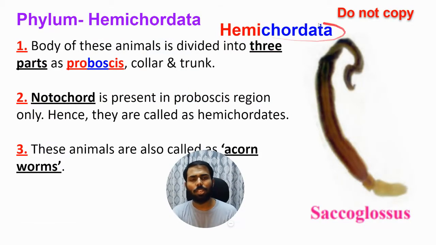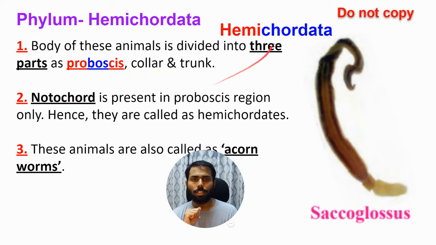Okay, Chordata, we saw last time, and before that we added this word, hemi. Okay, so the body of these animals is divided into 3 parts. कौन से 3 parts हैं? Proboscis. Okay, इसको कैसे pronounce करना है? PRO pro, BOSS bos, and CISS cis. Proboscis. So they are divided into 3 parts: proboscis, collar and trunk.